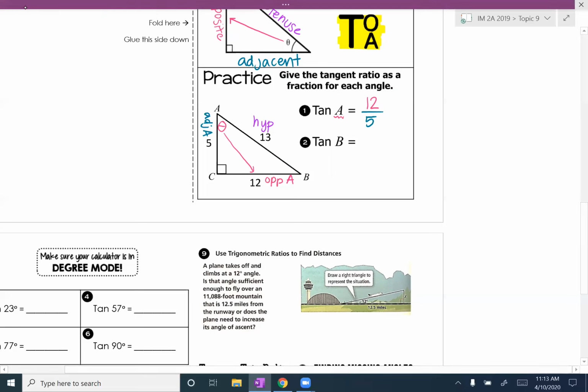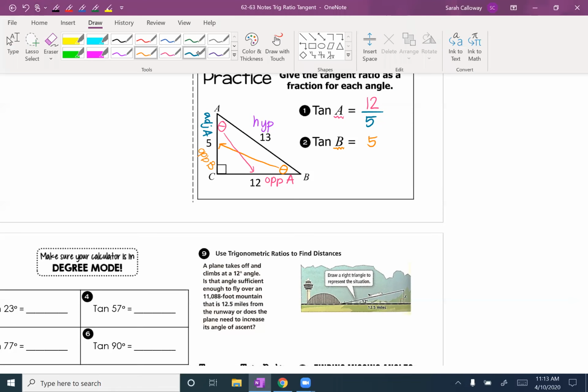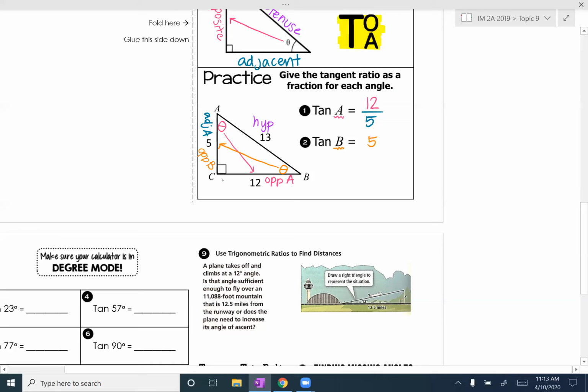Okay, so in this next problem too, they're now saying that theta's at B. So if I think about theta being at B, the side opposite B then changes. It's the 5. And so opposite of B is the side that's 5. So if tangent is opposite over adjacent, that means this one's going to have a 5 over the side that's adjacent to B, which is 12. This side 12 is right next to B.